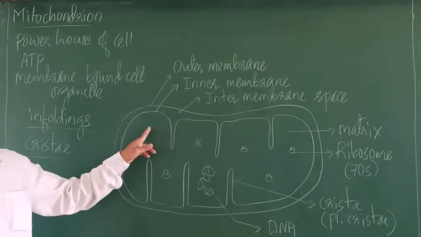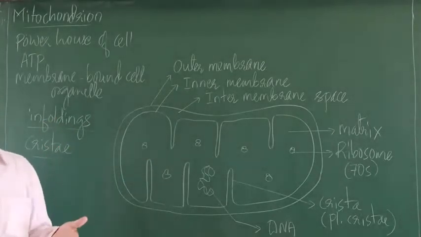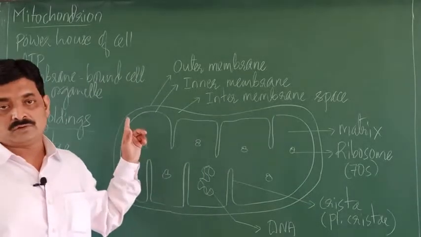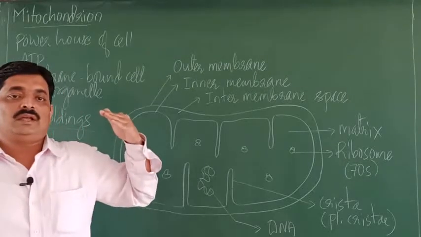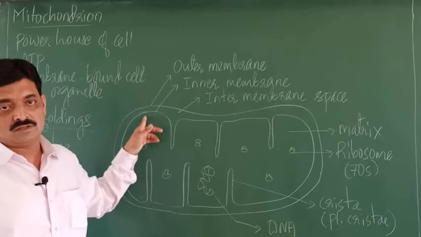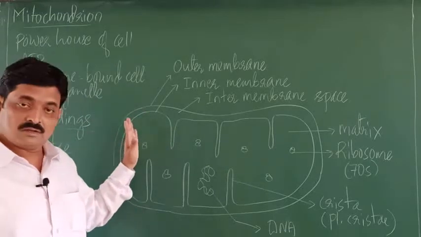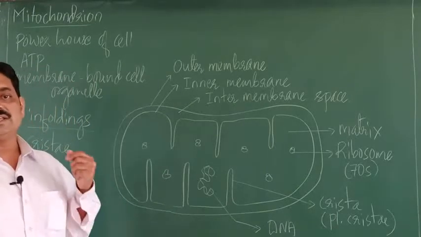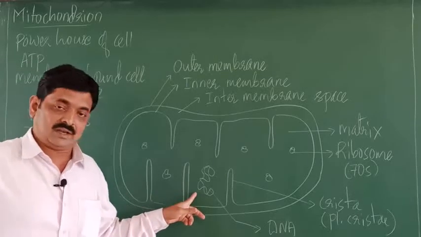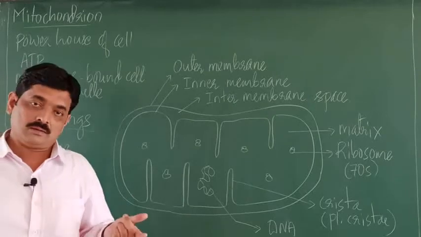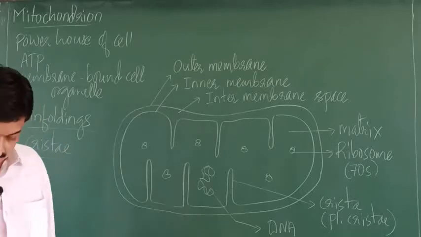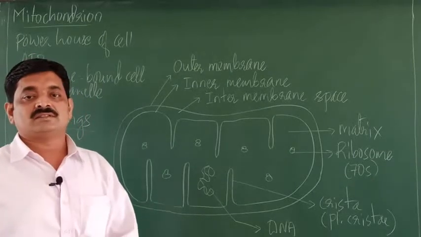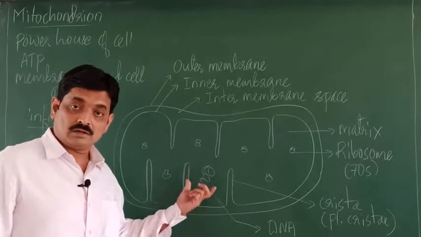The space enclosed by the mitochondrion, it is called matrix. So matrix is the space enclosed by the mitochondrion, or the space that lies to the interior of inner membrane. So the mitochondrial matrix is composed of DNA. So DNA is present in the mitochondrial matrix. What is mitochondrial matrix? It is the matrix of mitochondria. It contains DNA. So this DNA can be called the mitochondrial DNA, right?